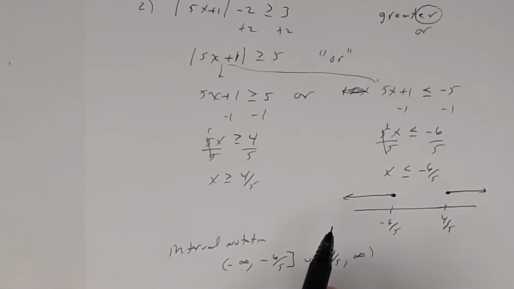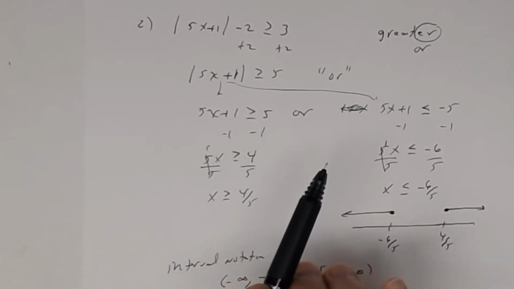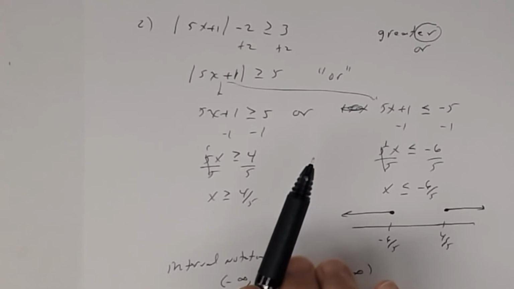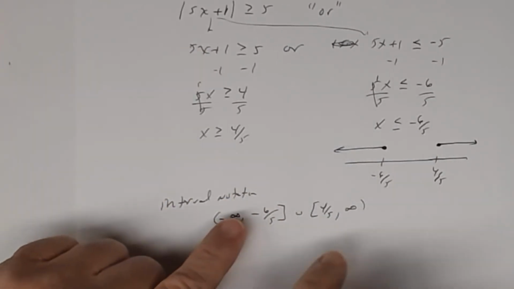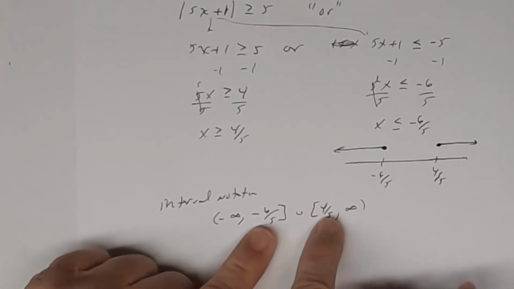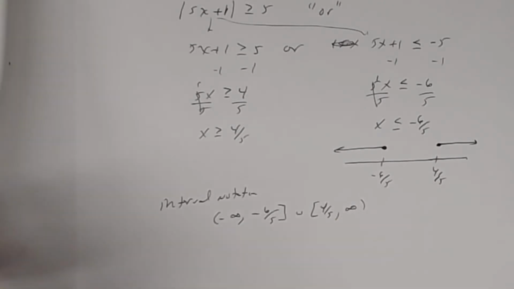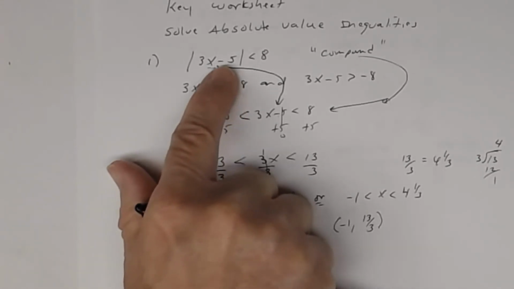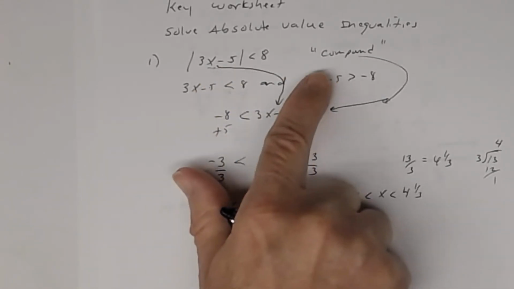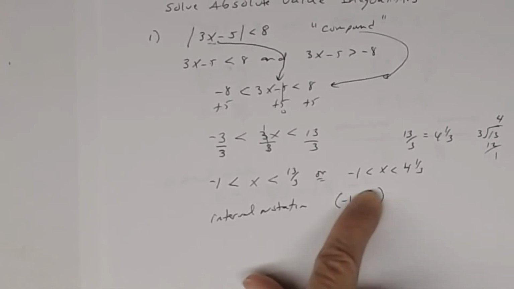For the most part, you're going to recognize that when you have an or statement, you will see the solution being two intervals like this. That's not always true because there are some special cases. But when you solve an absolute value less than a compound statement, you're going to see the solution being one interval like this.